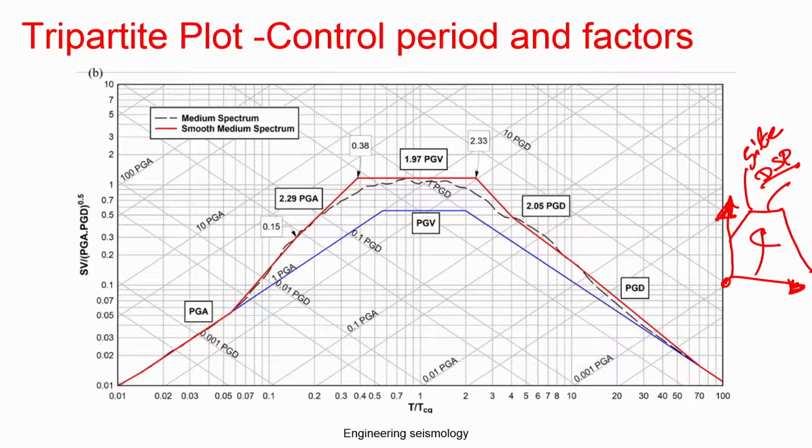You can see the control periods and then the factors above these values. These are all values we will be estimating using systematic analysis of recorded earthquake data in the same region. Why do I insist on the same region?